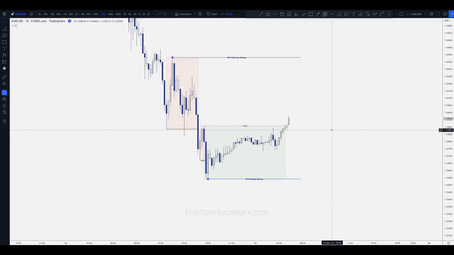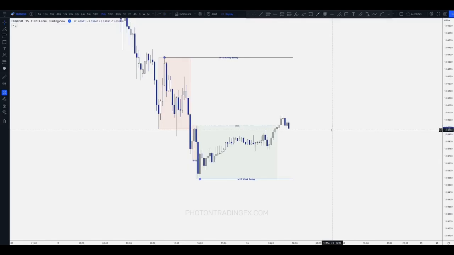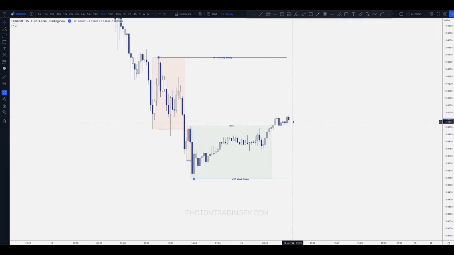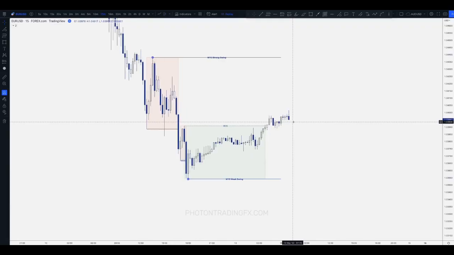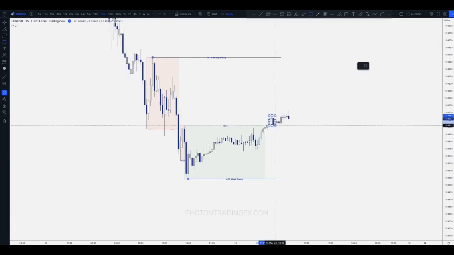So let's play this forward a little bit and let's see what happens. So obviously we've had this quite large internal demand range. So we've had initiation out of the range. So what do we expect? Do we expect price to pull back into it, mitigate it and continue, which is what price is doing now, pulling back into it and then continuing to the upside, okay? So we have these smaller little ranges as well, right? From the high to the low, drag it across, price then breaks out.